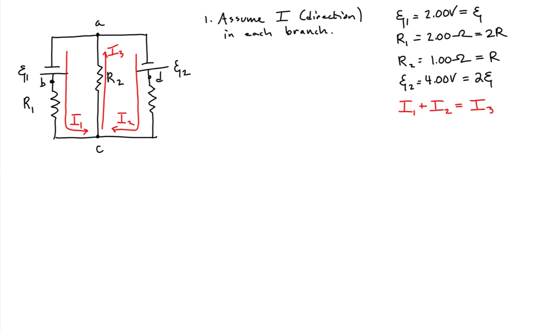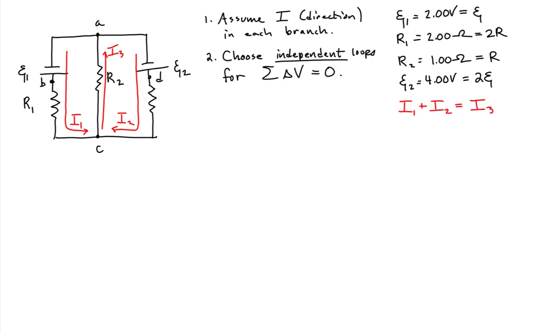Now that we have chosen current direction, let's choose the loops in which we will evaluate the voltage. We need to choose independent loops. So let's write that down. Choose independent loops for adding up the sum of potential differences in a loop to be equal to 0.